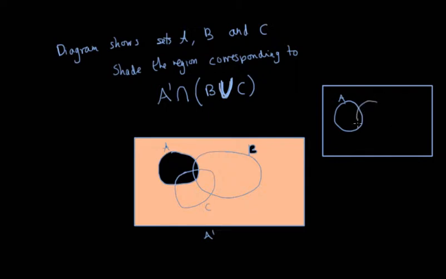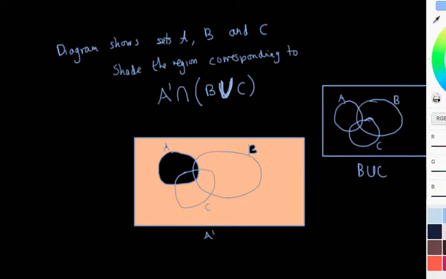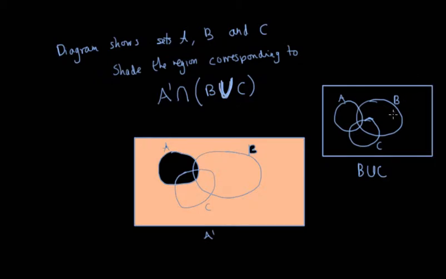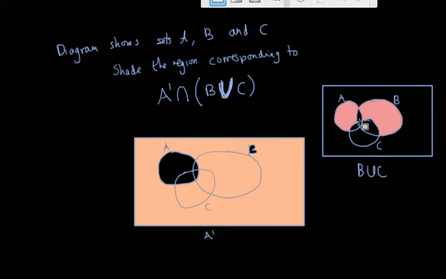And then we've got B, and we've got C. And what we're going to do now is B in union with C. So we're going to colour in everything that's in B, and everything that's in C.